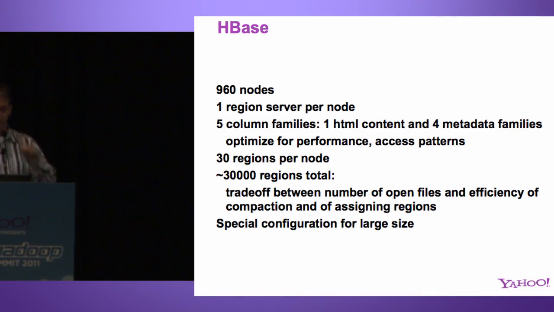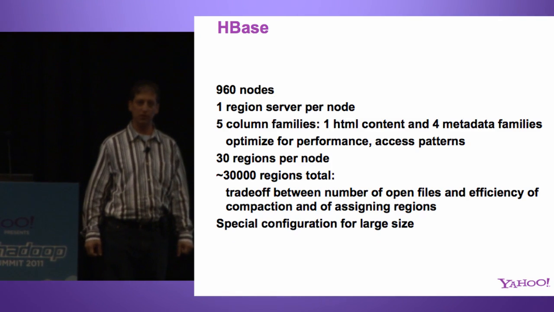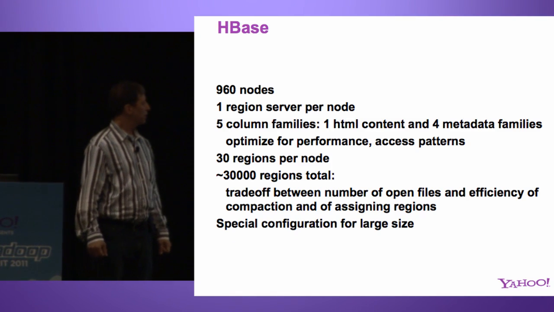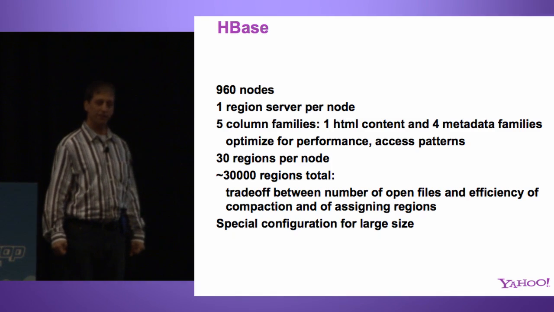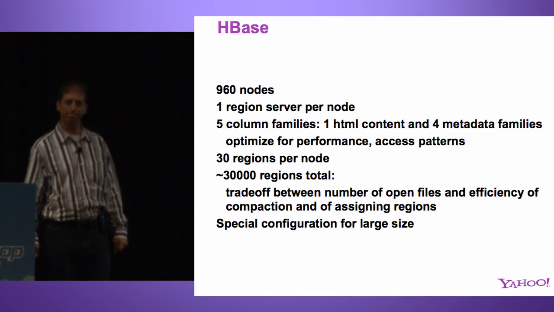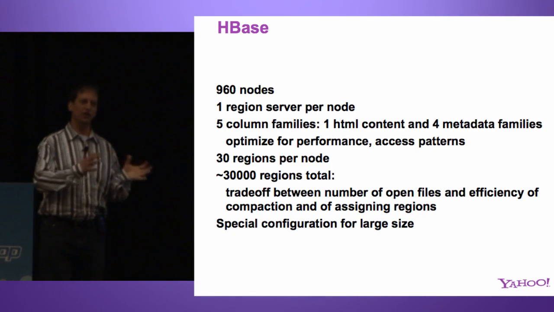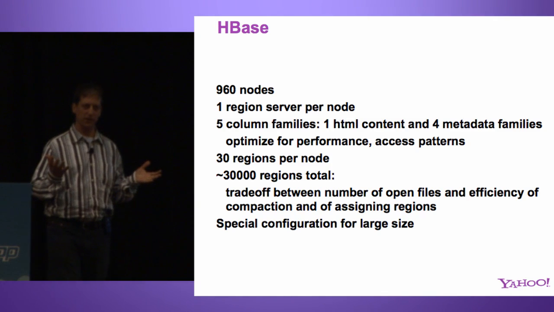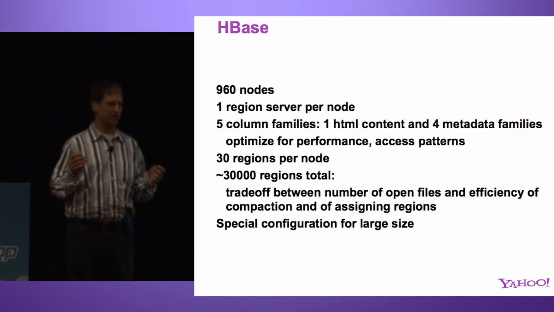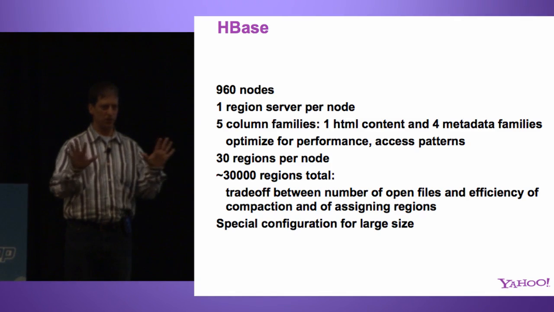So, HBase. We have a cluster of 960 nodes running HBase. We set up one region server per node, which is standard. We have 5 column families, which is a trade-off between having a small number of column families, which is the recommended setup for HBase, because you want to keep the number of files small, and each column family has its own set of files.